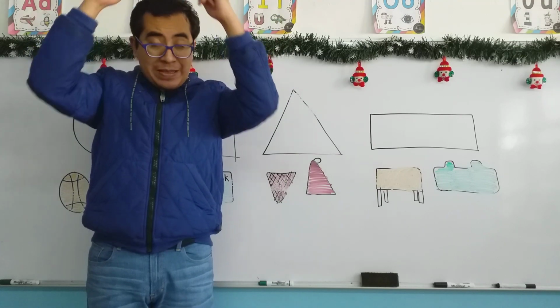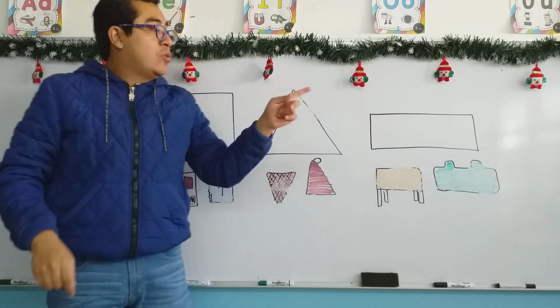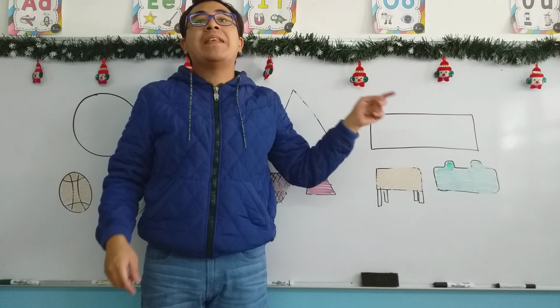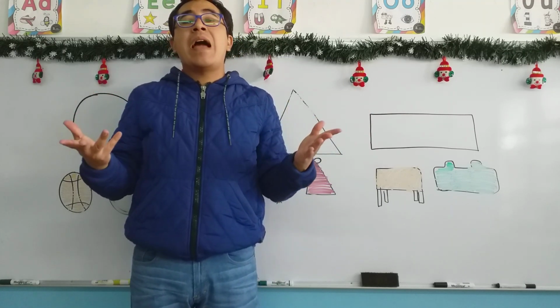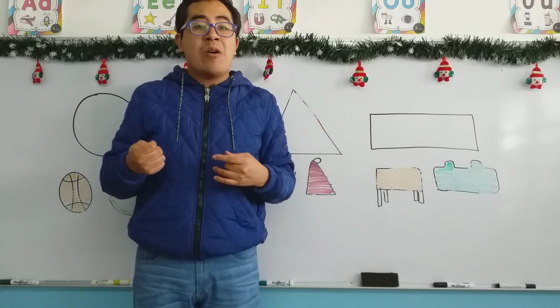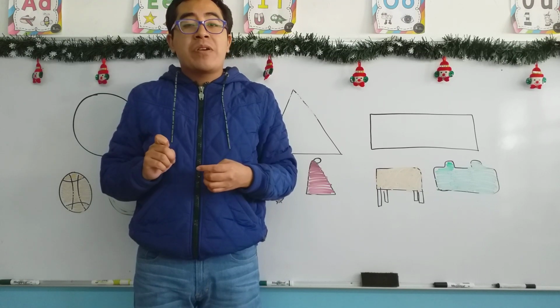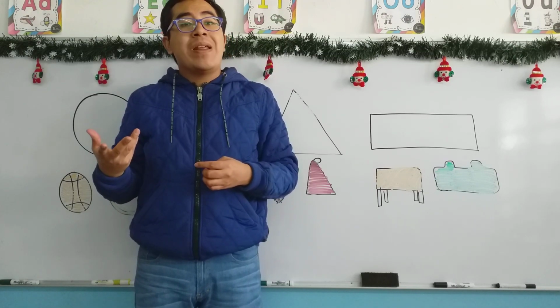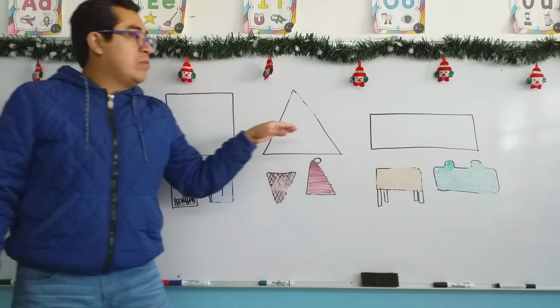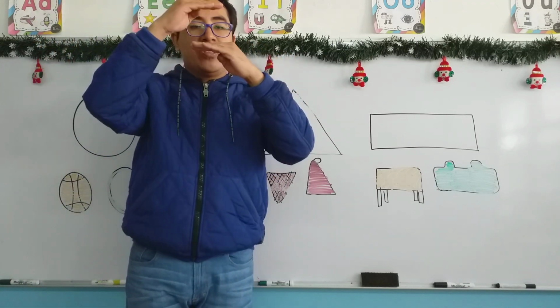Tiene una forma triangular. Next to the triangle, we have the rectangle. Rectangle in Spanish, rectángulo. Now, another characteristic of the rectangle is that of all the geometric shapes is the shortest.